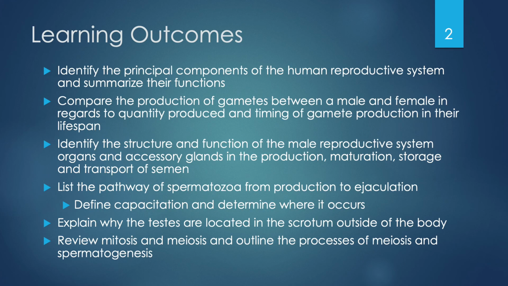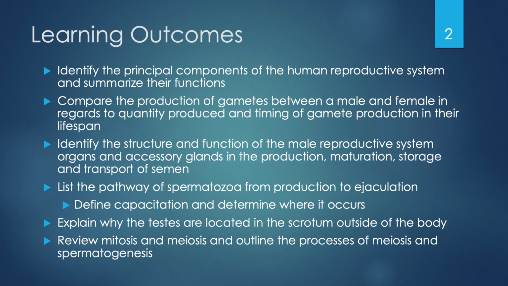Learning outcomes for today's lecture include the following: to identify the principal components of the human reproductive system and summarize their functions, compare the production of gametes between a male and a female in regards to quantity produced and the timing of gamete production in their lifespan, identify the structure and function of the male reproductive system organs and accessory glands in the production, maturation, storage, and transport of semen.